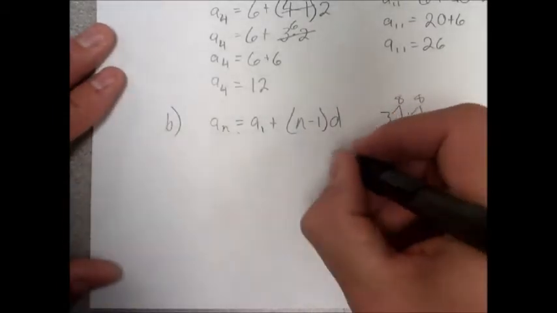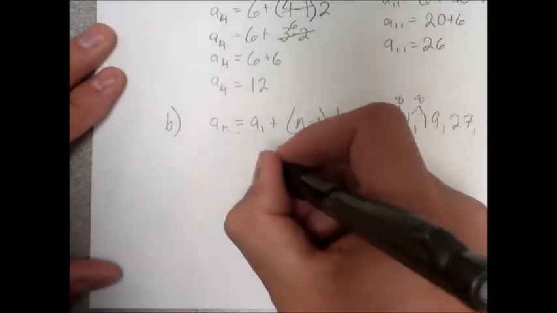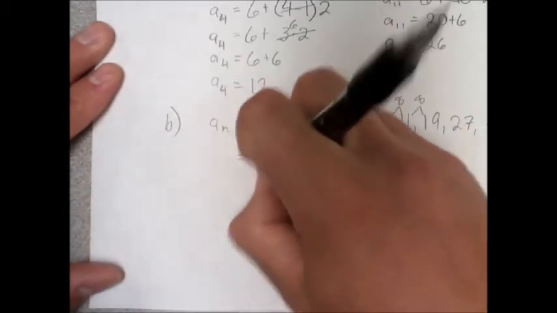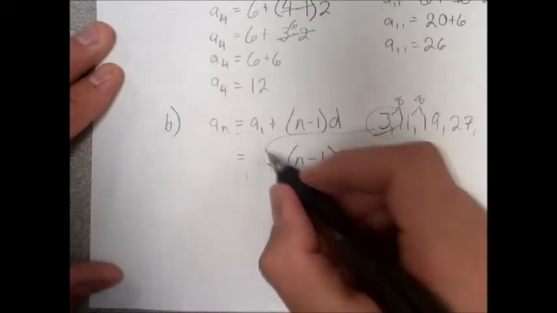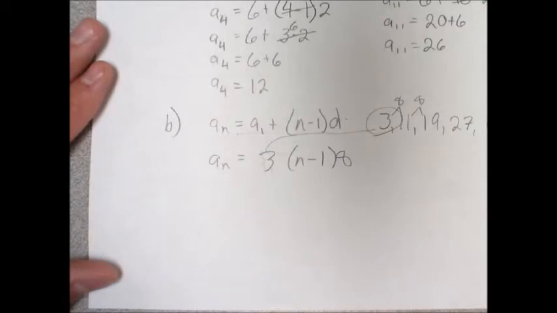8, right? So I've now got a new formula of n minus 1. Do I know the first term? It's 3, right? I just take it from this guy right there. So the first term was 3. So now I have my formula, right? I've plugged in everything that I know.